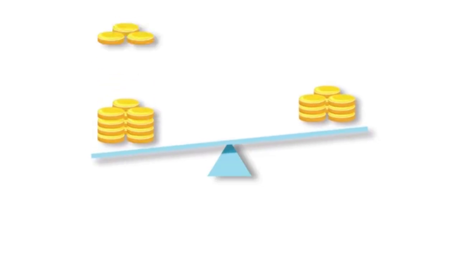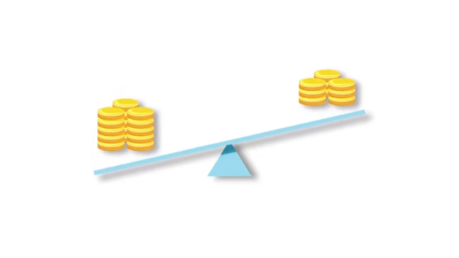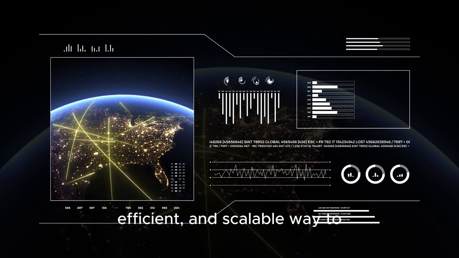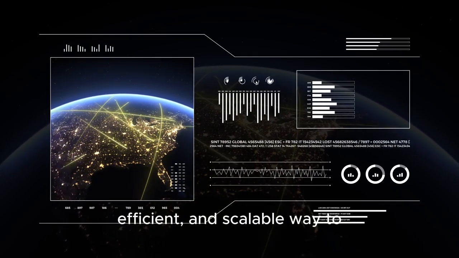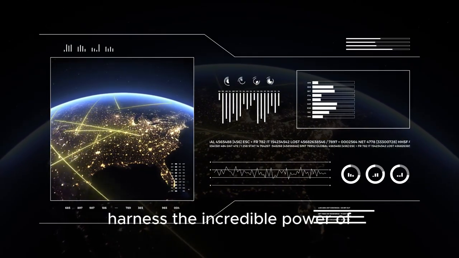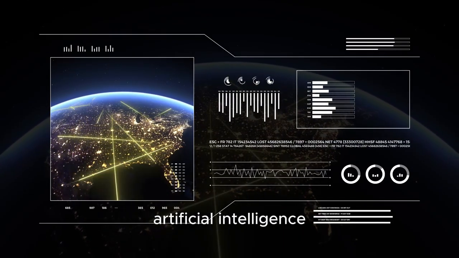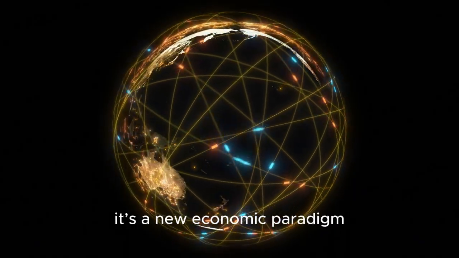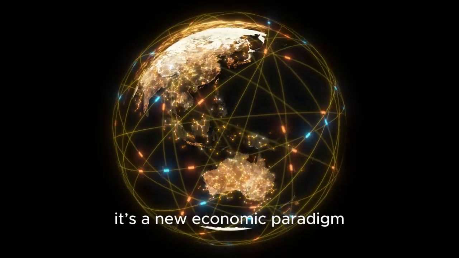While the cost-per-hour model won't disappear overnight, the momentum is undeniably with cost per task. It's a more logical, efficient, and scalable way to harness the incredible power of artificial intelligence. It's not just a new pricing model, it's a new economic paradigm.